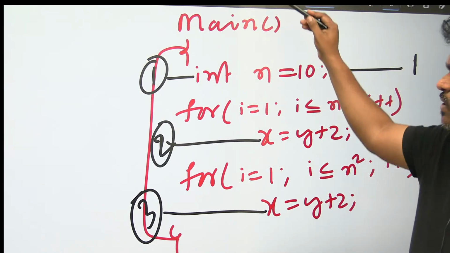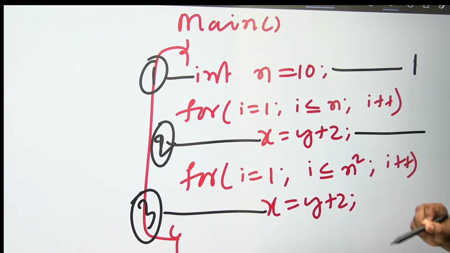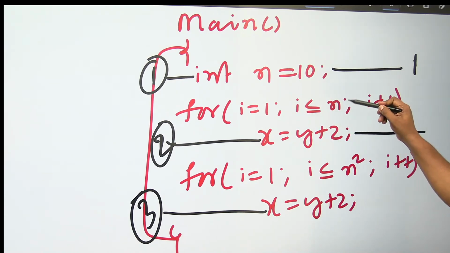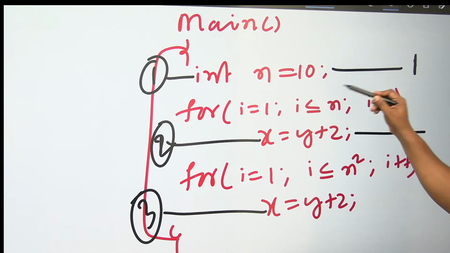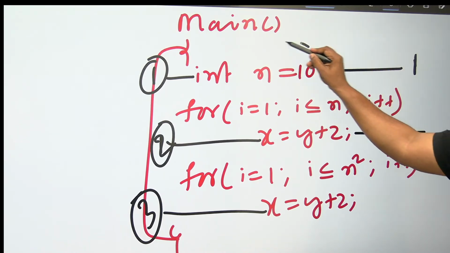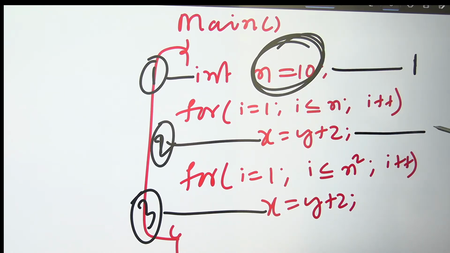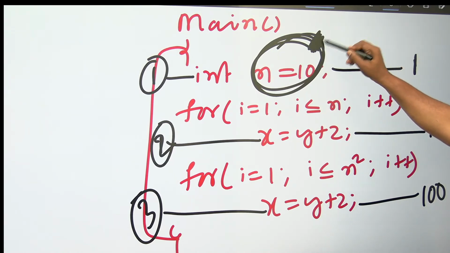Next one, whenever this program is running, this statement will execute how many times? i is equal to 1, i less than or equal to n, x is equal to y plus z, i plus plus. I think it will repeat n times. But see, n is already 10, so it is 10 times. And the next is n square, which means 100 times, because n is already 10. n is not a variable.